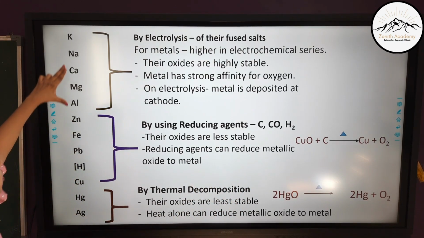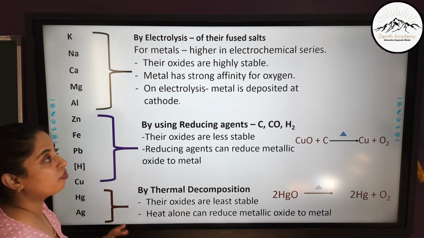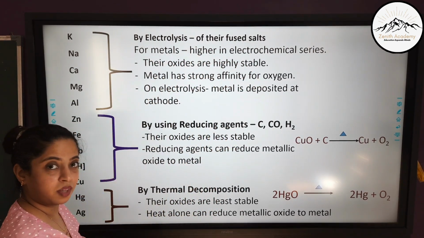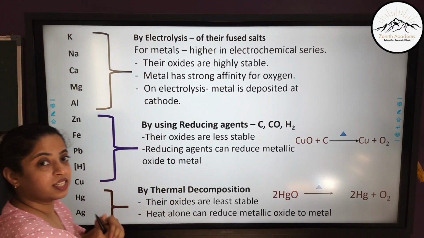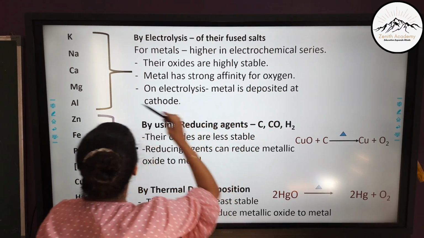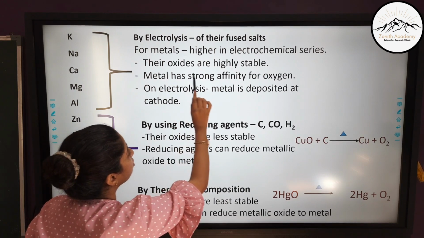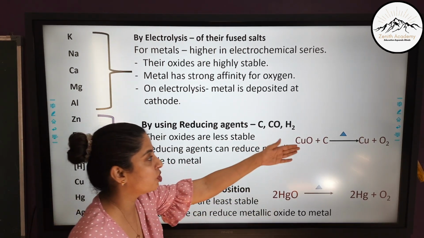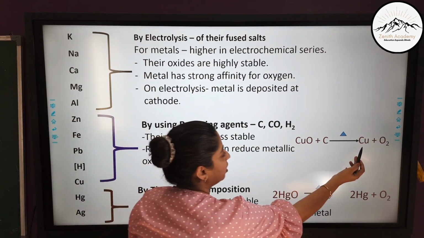So these elements which are higher in the electrochemical series can be obtained from their fused salts only by using electrolysis. Here the study of extraction of these metals is electrometallurgy. So for metals higher in the electrochemical series, we use electrolysis. Why do we use electrolysis? Because their oxides are highly stable. Heating and using a reducing agent will not help us to obtain the metal.